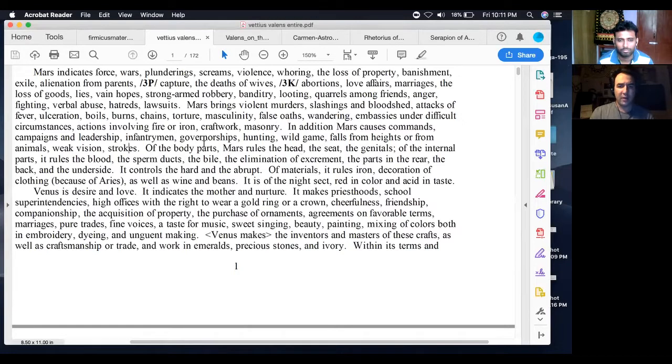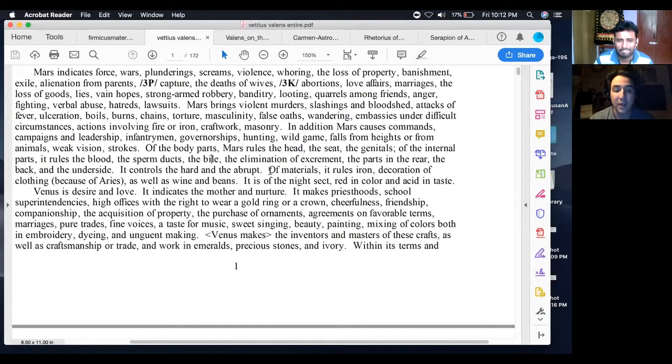Mars rules the head, because of Aries, I think. Yes, exactly. The seat of, maybe, I don't know, the butt, I don't know. But the genitals make sense because of Scorpio. And then the internal parts, it rules the blood. And then sperm, ducts, bile, yes, very much the gallbladder, and bile is corrosive. It breaks things down, so that's very Mars. Elimination of excrement, pushing things through, parts in the rear and back and underside, interesting.